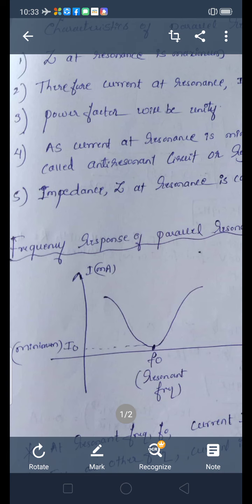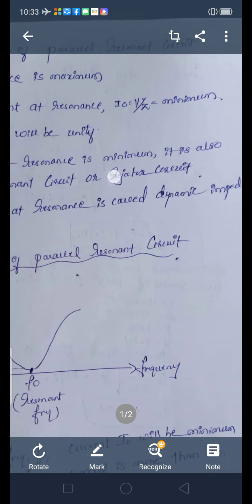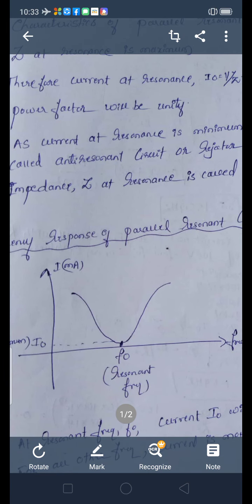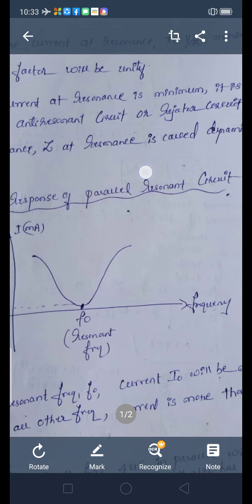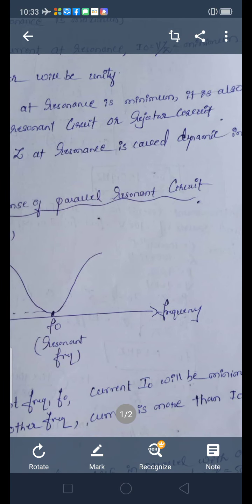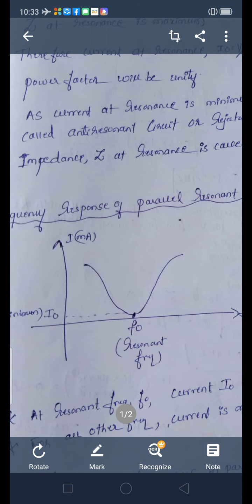Then power factor will also be unity for this. As current at resonance is minimum, it is called anti-resonance circuit or rejector circuit, which I have explained to you in the previous video. Impedance Z at resonance is called dynamic impedance. It was the same thing for series resonance circuit also. These are some of the points we can list as characteristics of parallel resonance circuit.